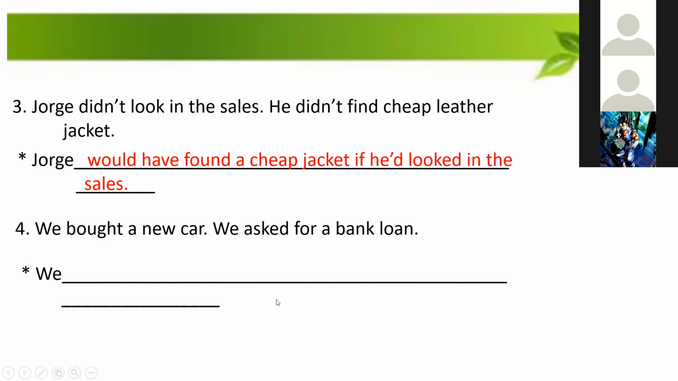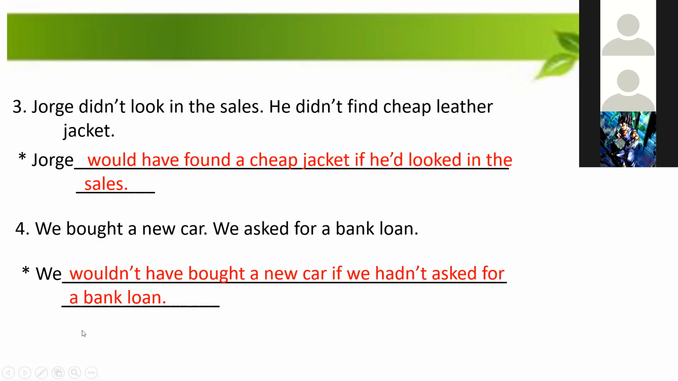Okay, let us see if you are correct. We wouldn't have bought a new car if we hadn't asked for a bank loan. Okay, so wouldn't have plus the past participle, and then we have here the past perfect tense hadn't asked because it is in the negative. Okay, this is the structure of the third conditional, which is our topic.